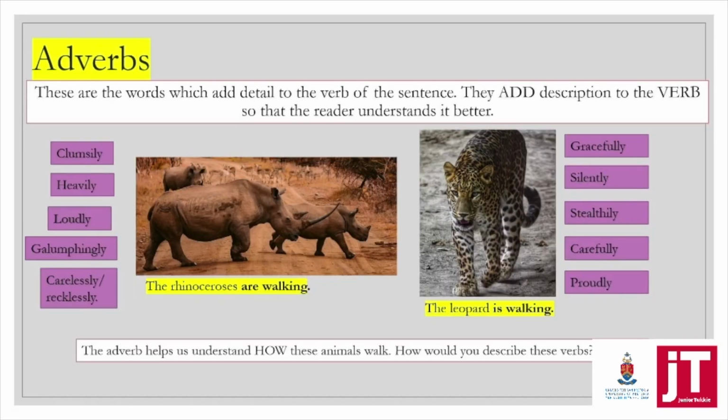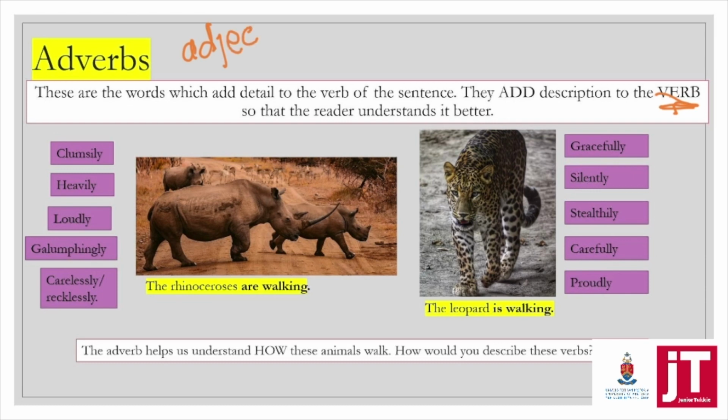Okay, so let's go back to the beginning. It's a good place to start, and let's have a look at what an adverb actually is. An adverb is a word or a group of words which add detail to the verb of a sentence. They add description to the verb so that the reader can understand it better. The key word being verb, because there is a word that adds description, but it adds description to the noun. What is that called? That is an adjective.